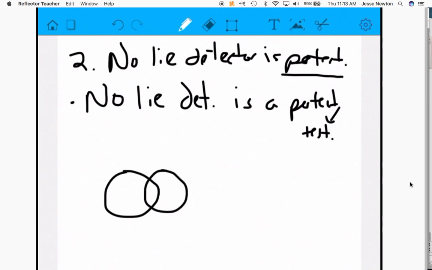And the instructions said you didn't have to put things into S and P. You didn't have to use those letters. You could just use abbreviations from the sentences you were using. So we could use LD for lie detector, and PT for perfect test. We have our regions. And the way we Venn diagram this is we shade in region 2. That's how we show no lie detector is a perfect test. There's no overlap between the two regions. All right.